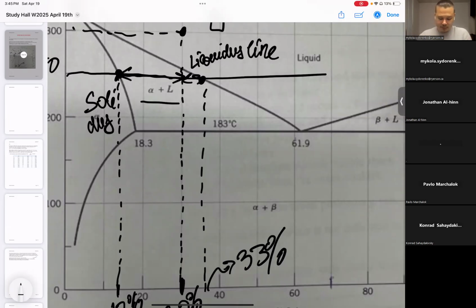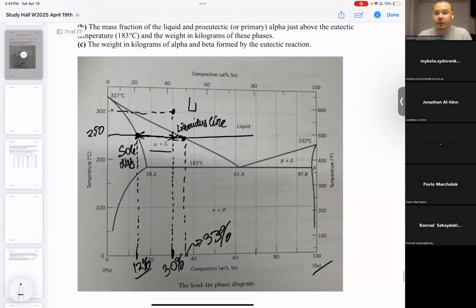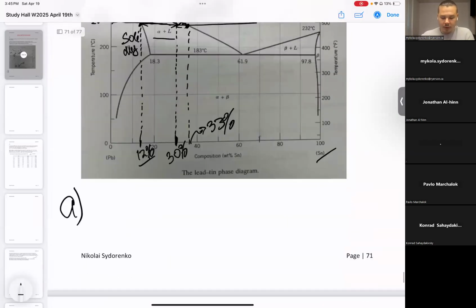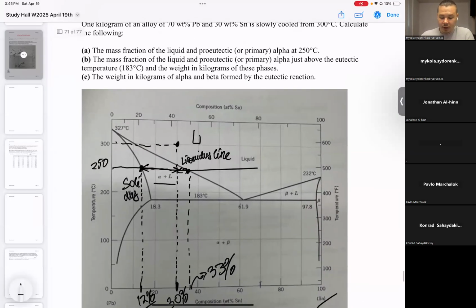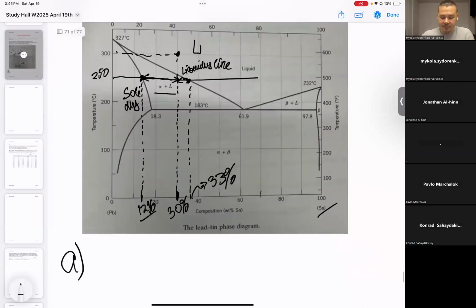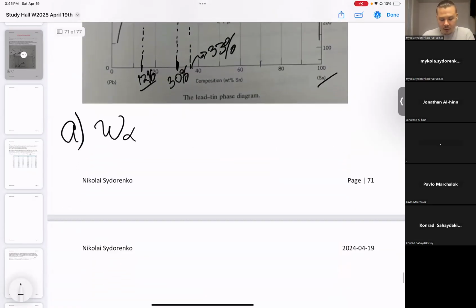Now that we geometrically identified this, we're going to solve the question. Part A, we're going to be quick about it. The mass fraction of the liquid and pro-eutectic primary alpha at 250. So we need to find the mass fraction of liquid and solid, the W alpha and W liquid. As soon as we find one of those, it's just one minus the other one and we're done.